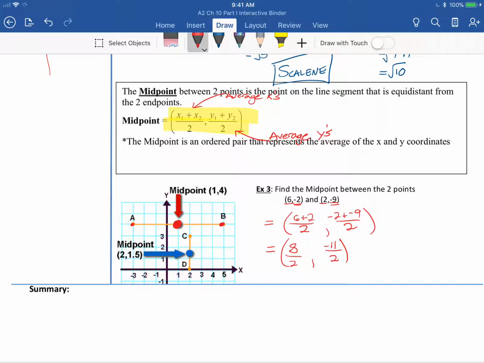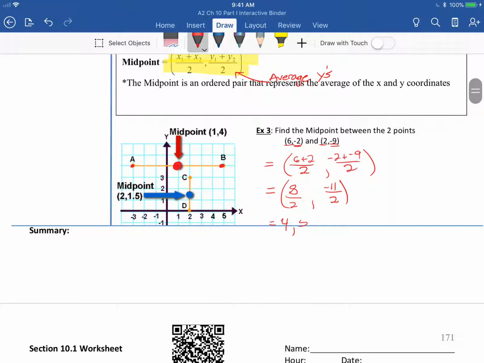You can leave some different answers here. 8 divided by 2 is 4. And then negative 11 divided by 2, that's going to be a fraction. If you want to leave it as negative 11 divided by 2, I'm okay with that. If you want to turn it into 5.5, that's okay too. Either way works. And that's a negative 5.5. All right, awesome. So that is distance and midpoint.